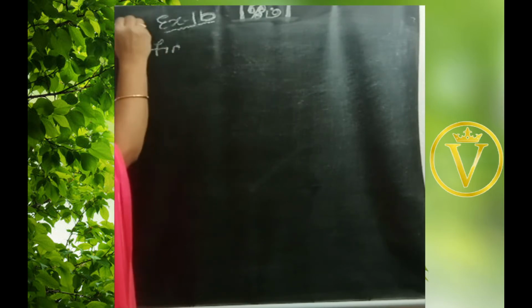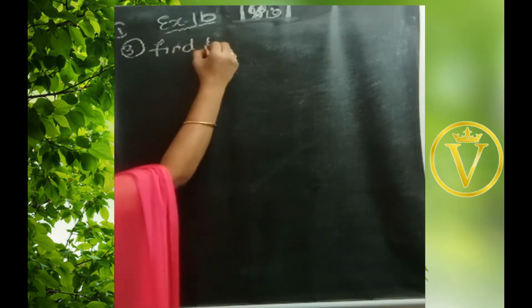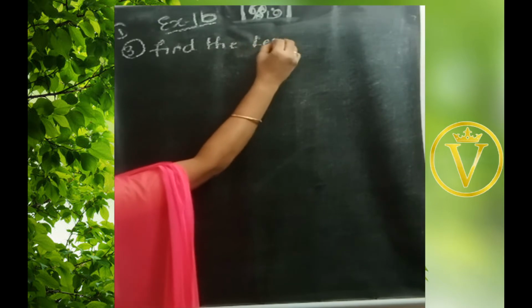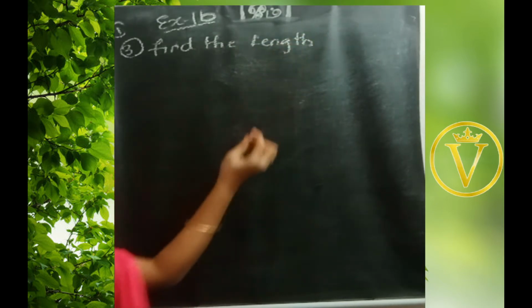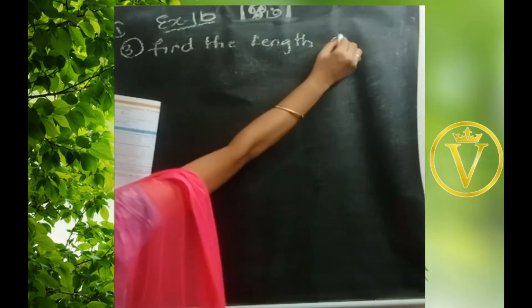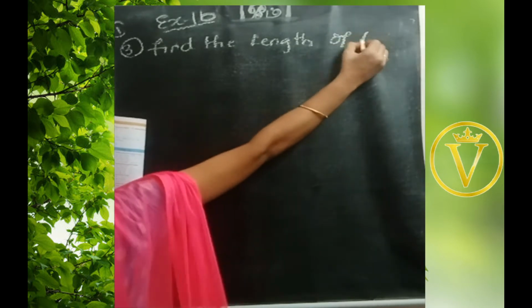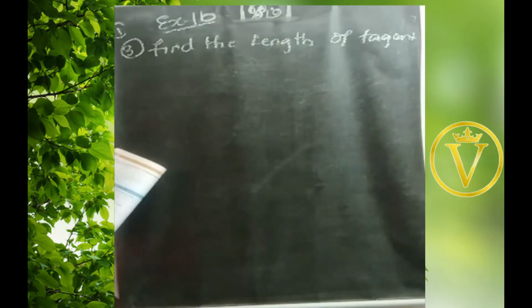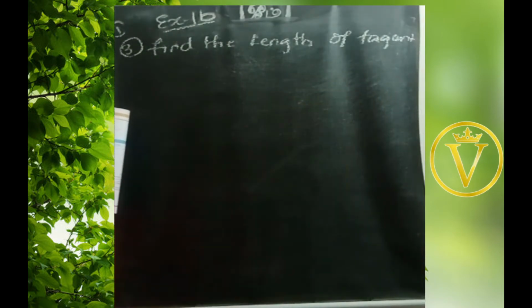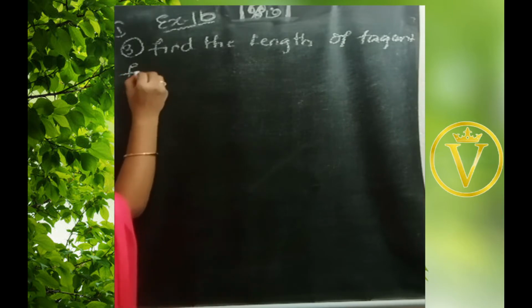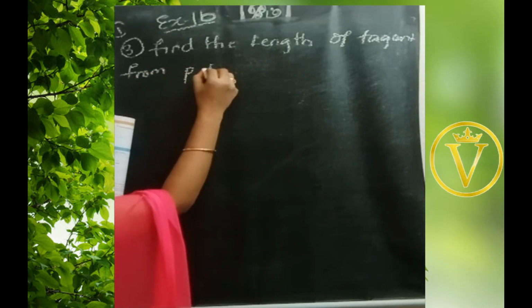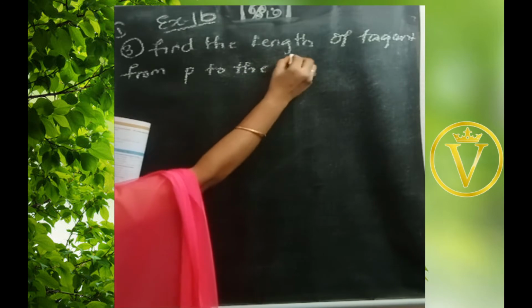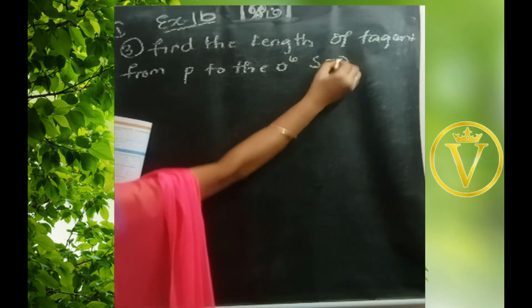In the before section we have discussed the first Roman, first and second problem. Now we'll go for the third problem. That is, this is the first Roman: find the length of tangent from P to the circle S equals 0.